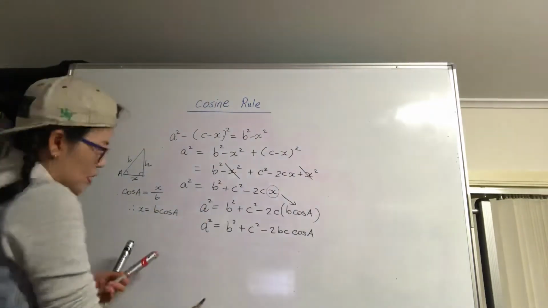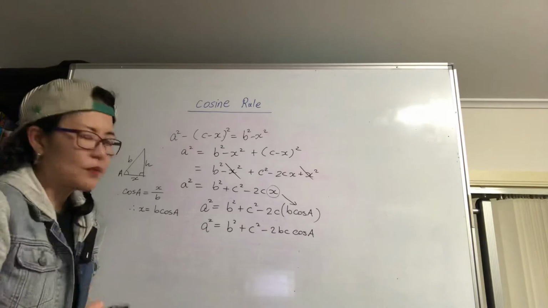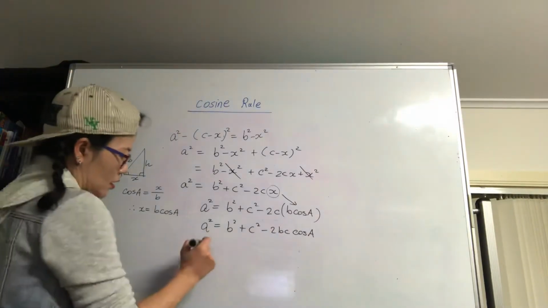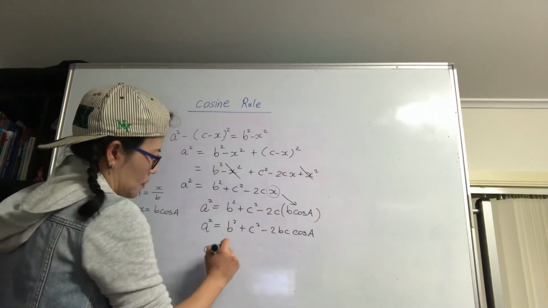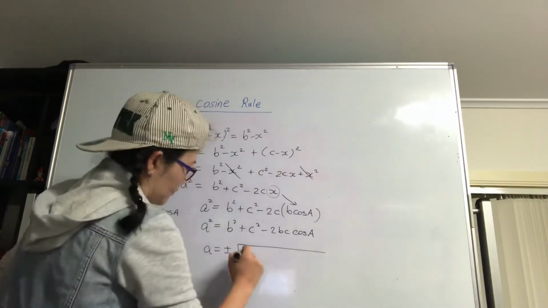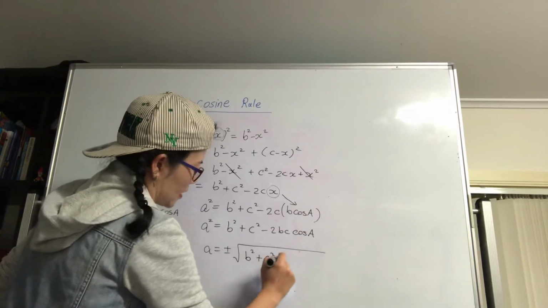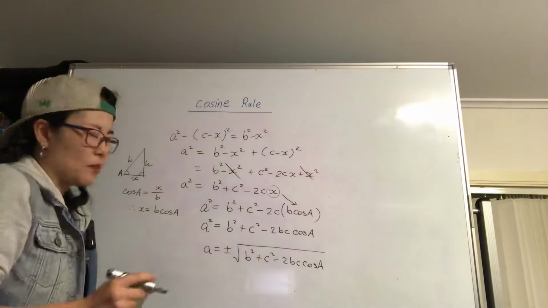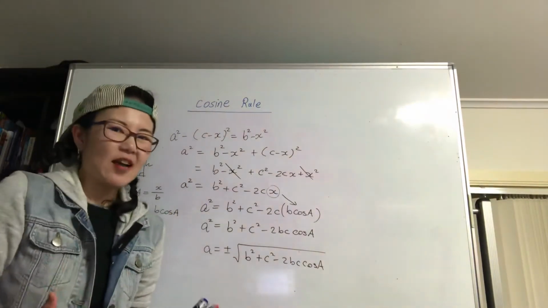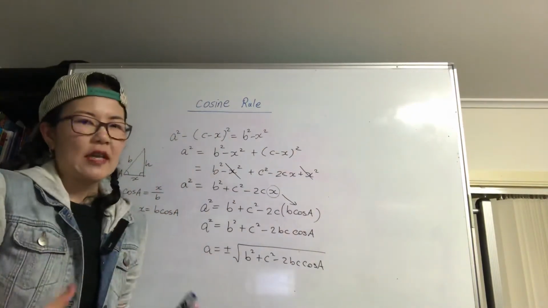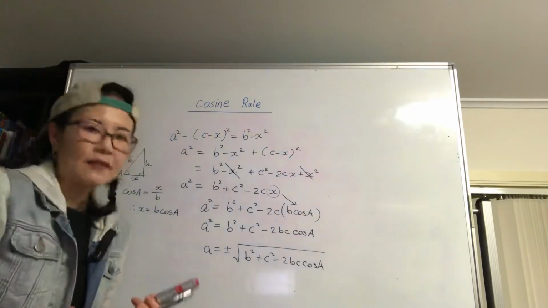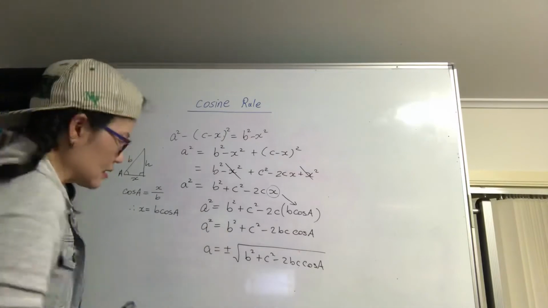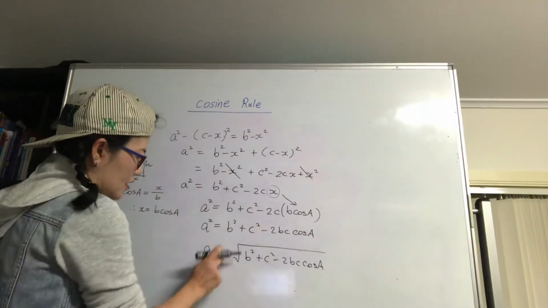Now, when you look for a side, we don't want an A squared, do we? We just want A equals something. So I'm going to go straight into A equals plus minus the square root of B squared plus C squared minus 2bc cos A. But with A, B, C being the sides of the triangle, you don't have a negative side here. The side is a distance, and there's no negative distance. So I'm going to leave that as just positive.